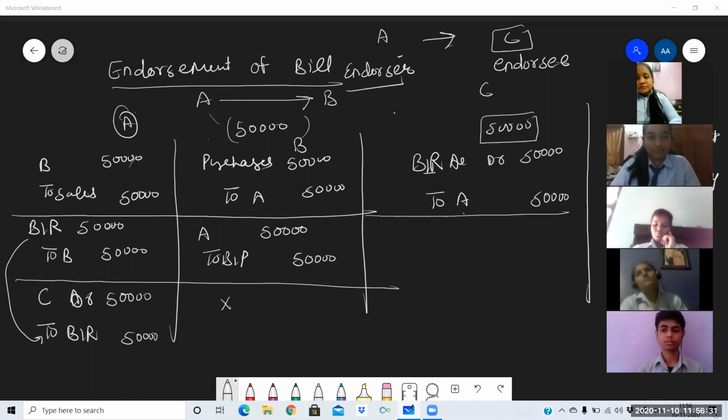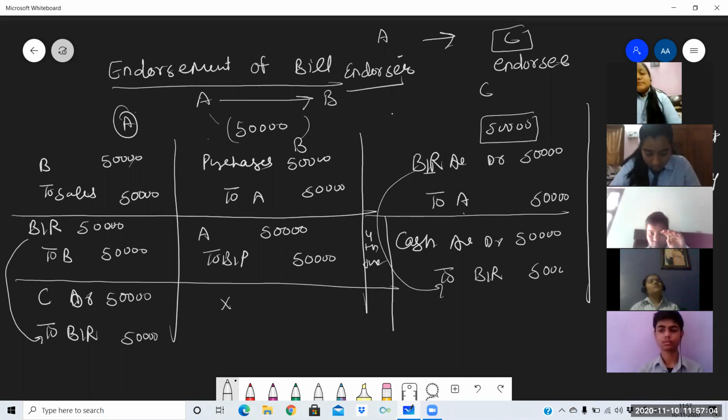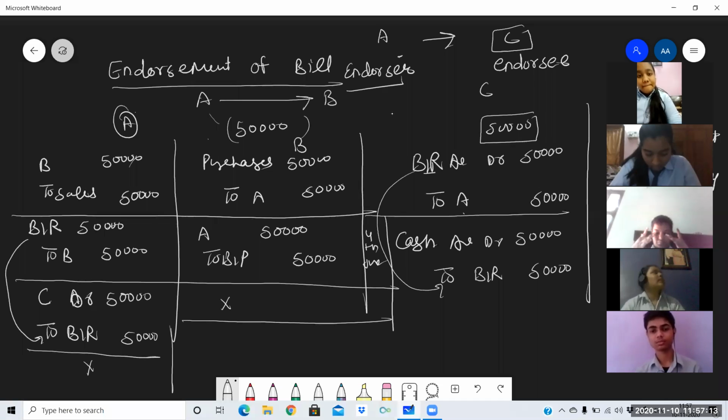So finally, who is going to get the payment? Yes, the endorsee is having the BR and C is the endorsee here. So finally, who will be getting the payment? Yes, C. So at the time of payment, the entry in the books of C on the maturity date, which was 4th June, is cash account debit to BR, 50,000. So C will be getting the payment. And in the books of A, there will be no entry because he was not having any bill. So on the maturity date, there will be no entry in the books of A.